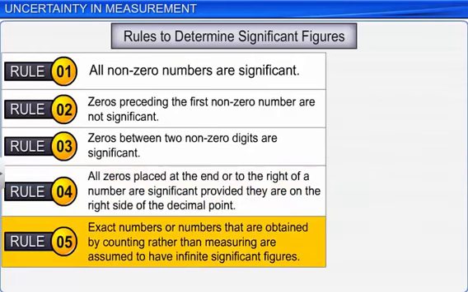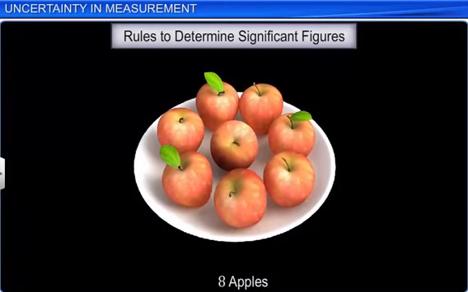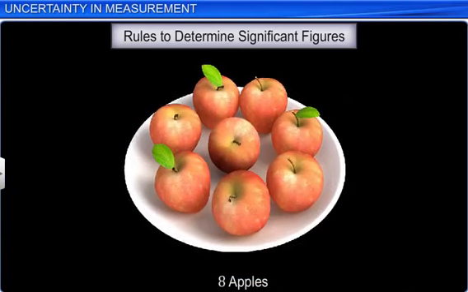The fifth rule says that the exact numbers or numbers that are obtained by counting rather than measuring are assumed to have infinite significant figures. For example, 8 apples have infinite significant figures, as 8 is an exact number and can be represented by writing infinite number of zeros after placing a decimal, that is 8.000000 ad infinitum.